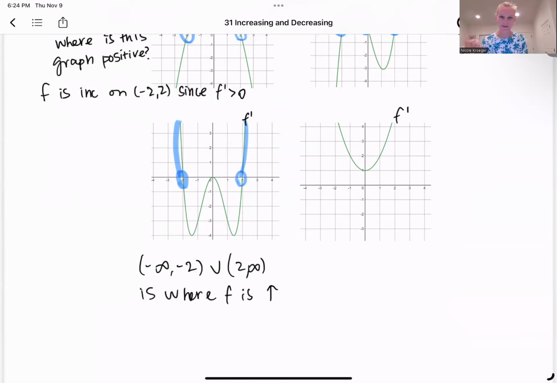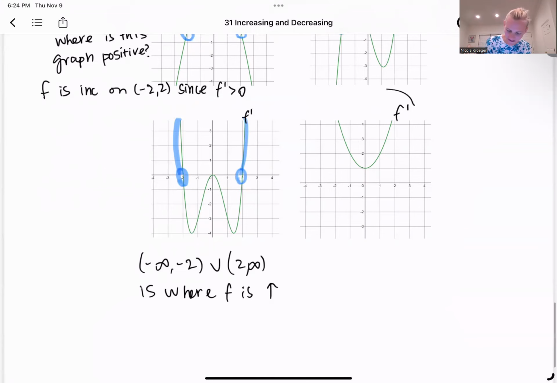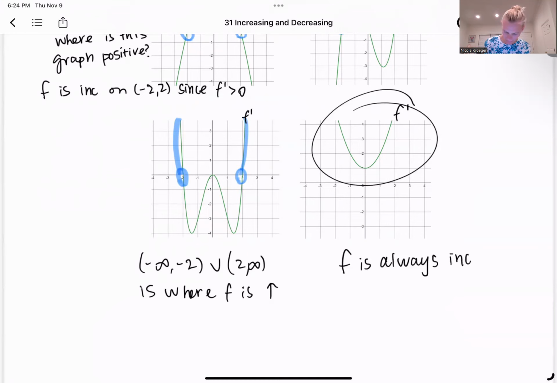I'm going to put an arrow up to indicate increasing. Over here, this derivative is always positive. So f is always increasing. An example of a function that's always increasing is a straight line with a positive slope.